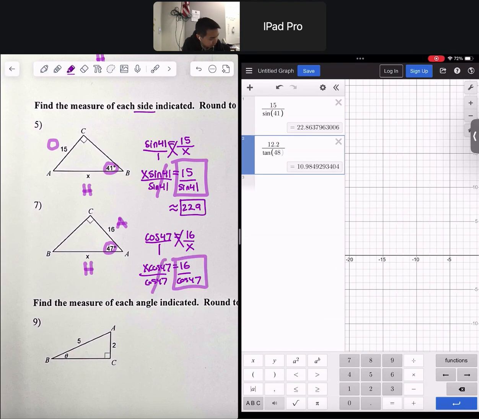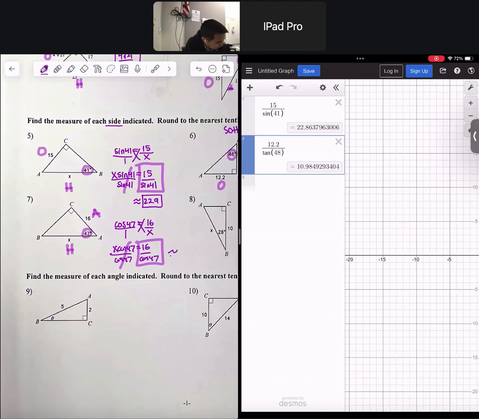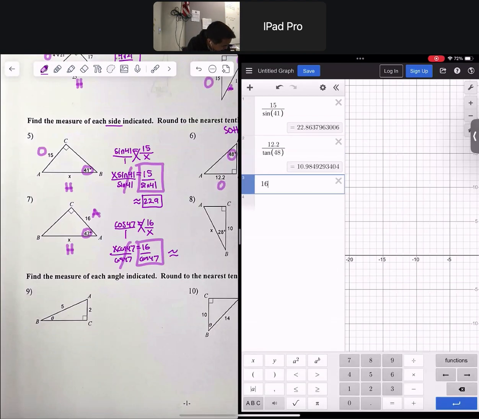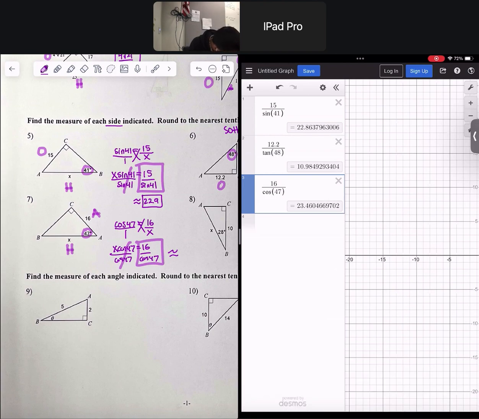Cancels. So this is what we're going to put into Desmos: 16 divided by cosine 47. We get 23.5, right? Round it to the nearest tenth.